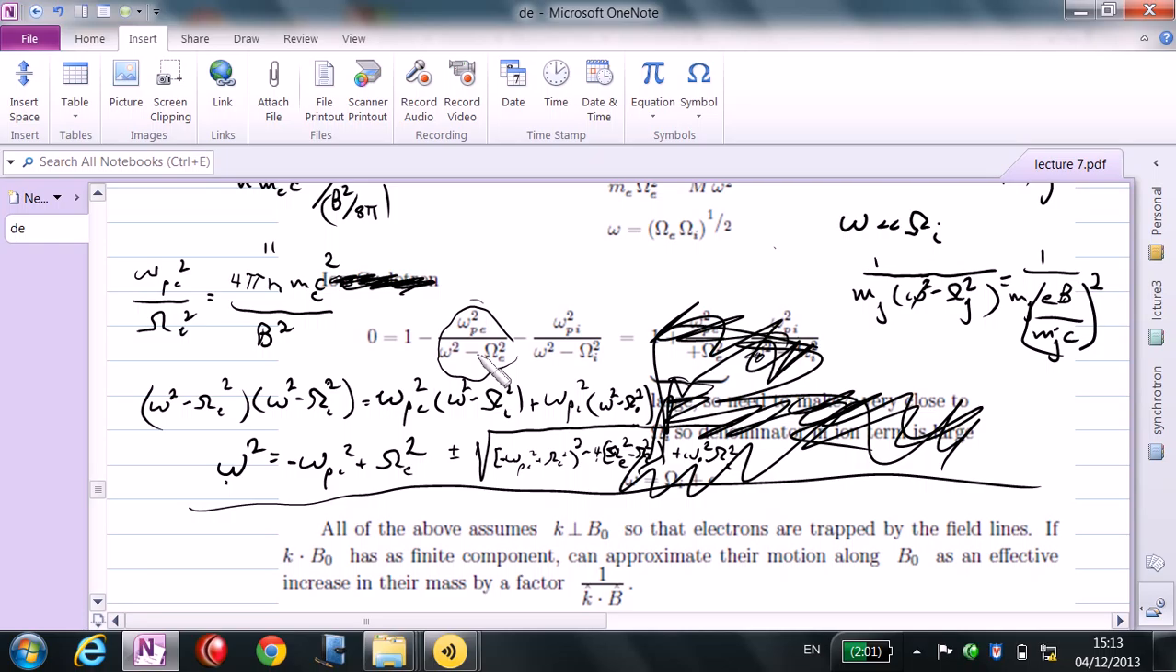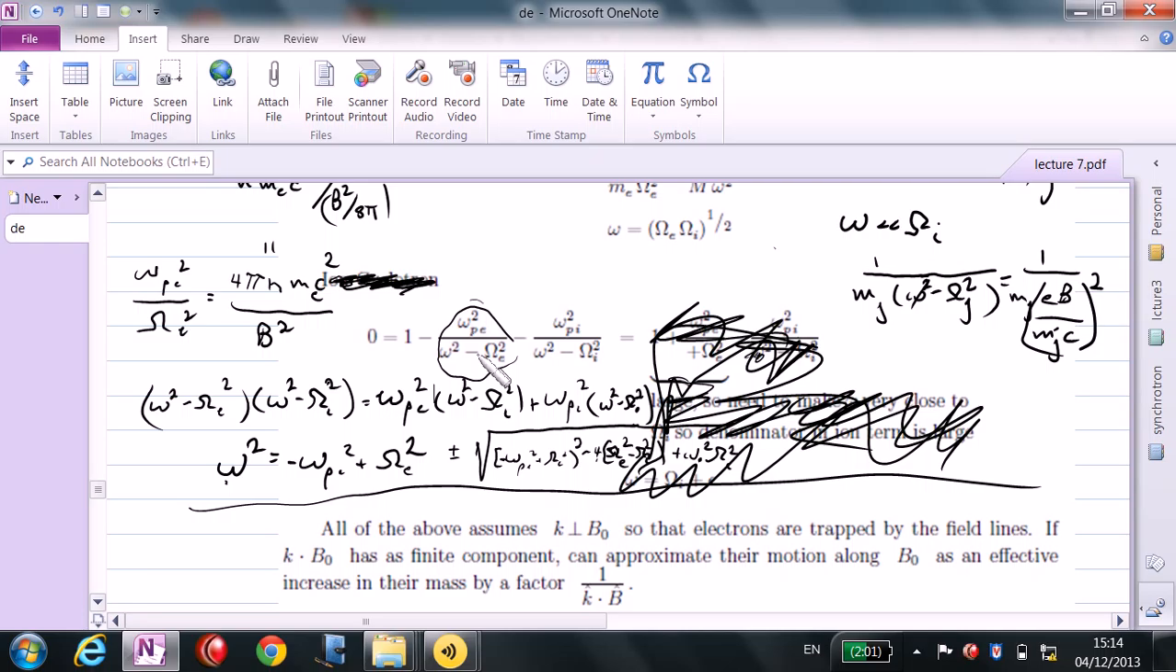If it's exactly perpendicular, the electrons can't short out the electrostatic fields along the shock, and you can get strong electric fields across the shock. It's an ion electrostatic shock. The electric fields can shock the ions and interrupt their motion.